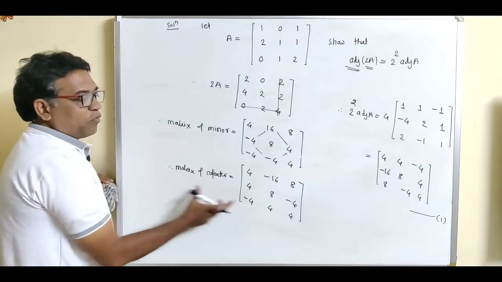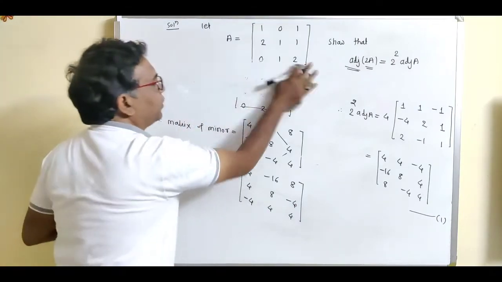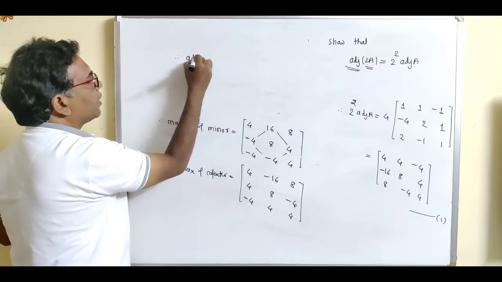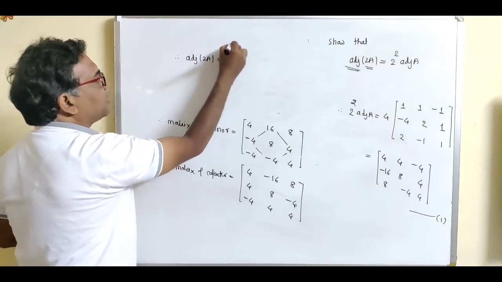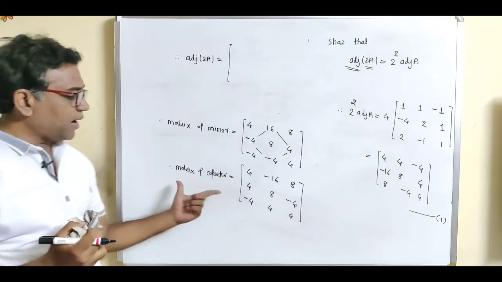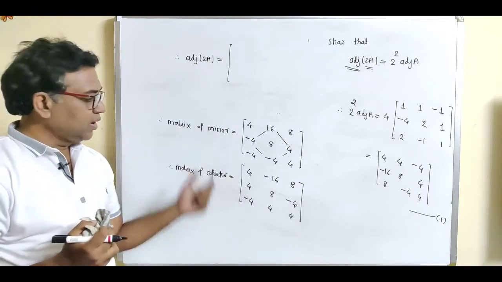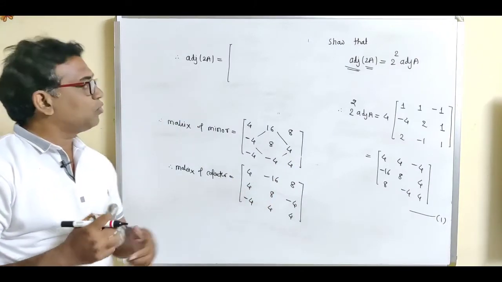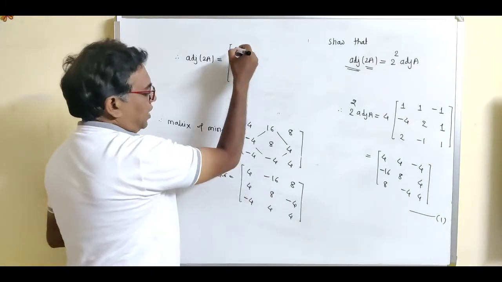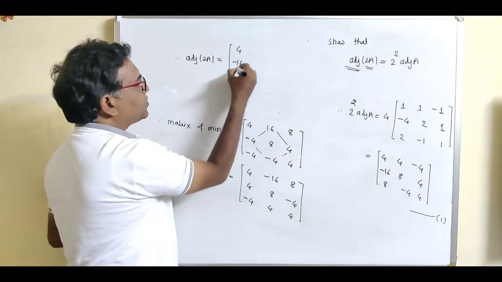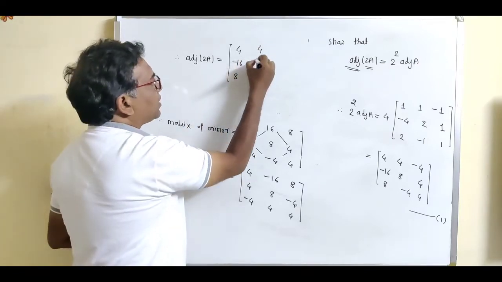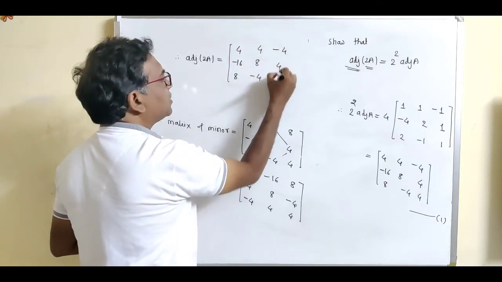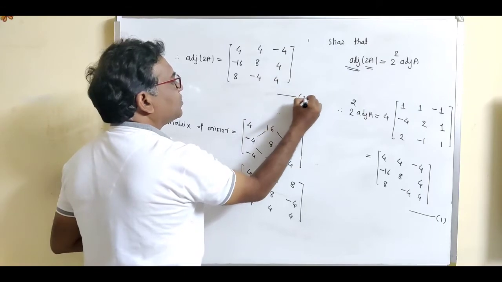Now if this is the matrix of cofactor, then we have to write the adjoint of 2A. So write down here, therefore, adjoint of this matrix 2A is equal to, so how to write the adjoint? If this is the matrix of cofactor, then adjoint means transpose of the matrix of cofactor. So just take its transpose. Transpose means write the first row as the first column, write the second row as the second column, and write the third row as the third column. So this is our equation 2.